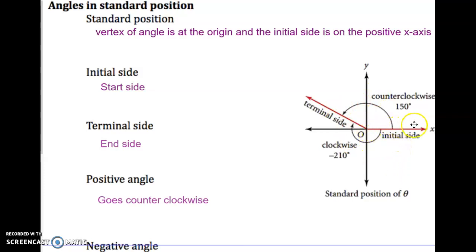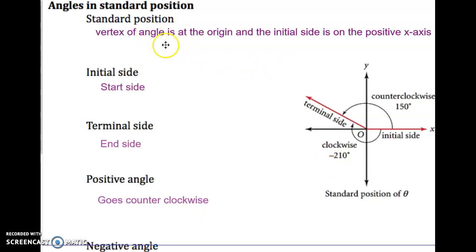So the initial side always goes on the positive x part of the axis, and if we move counterclockwise, we're going positive. If we went from this initial side over to this terminal side, it's about 150 degrees. If we go clockwise, then it's going to be a negative angle. So from this initial side to this terminal side clockwise, it would be negative 210.